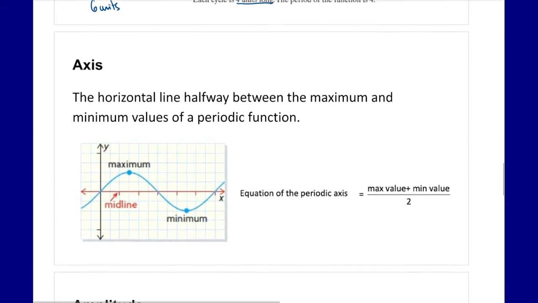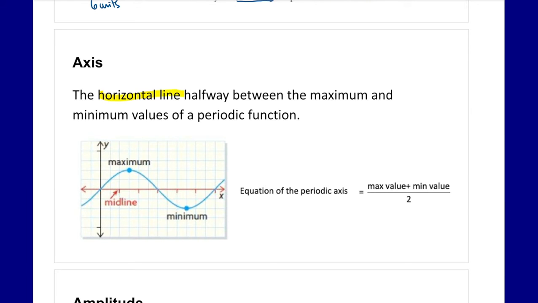The axis is a horizontal line halfway between the maximum and the minimum. So basically it's a horizontal line that cuts our periodic function in half vertically. So we can see it clearly in our example here. We have this midline that cuts right through, and it's halfway between the maximum and the minimum. Now we do have an equation to help us determine that actual value or where that midline occurs. And that equation is the maximum value plus the minimum value divided by 2. So again, nothing too tricky, relatively straightforward, I would think.